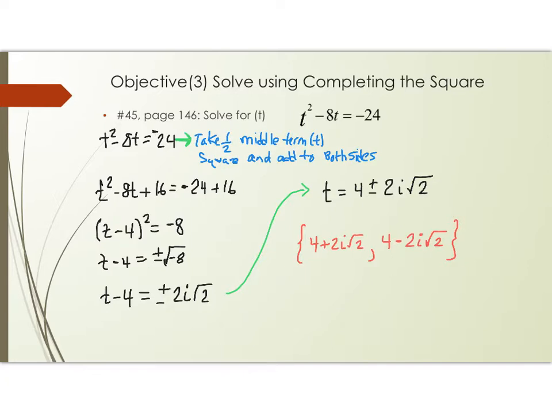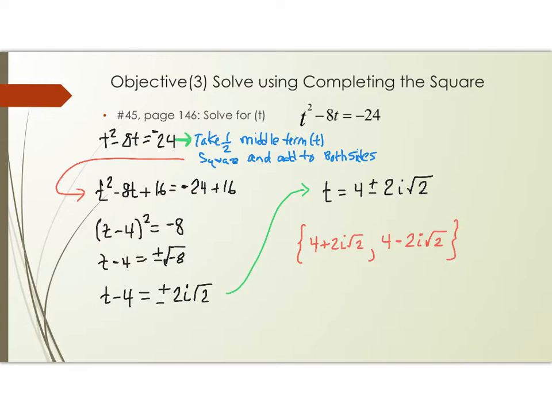The equation originally is t squared minus 8t is equal to negative 24. So we take 1/2 of the middle term, which is the negative 8. We take negative 8 and divide it by 2, which is half, and we square it, which is 16. So we add 16 to both sides of the equation, and that's what we did in that equation there. t squared minus 8t plus 16 is equal to negative 24 plus 16.